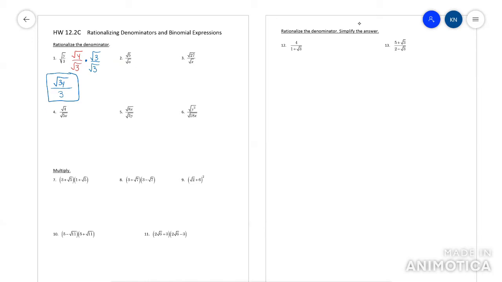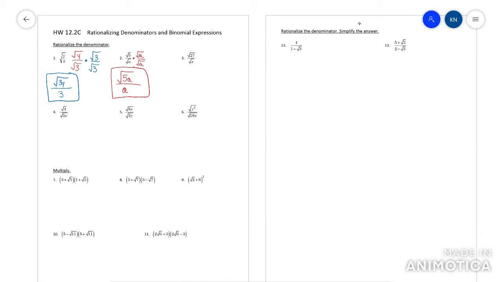So look at the next one. It's root 5 over root a. Well, you're going to times by root a over root a. So you're going to get root 5a up top over a. And by the way, do not cancel these a's. Don't do that. You can only cancel numbers out here with numbers out of the root, okay? You'll see some of those examples, I'm sure.